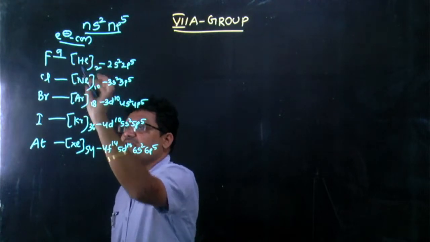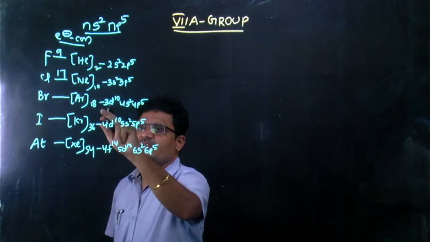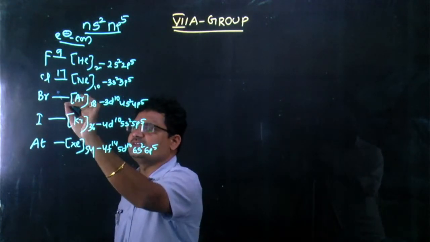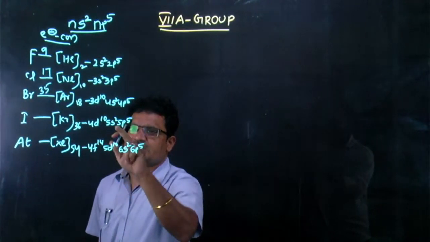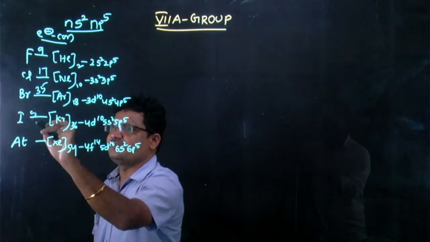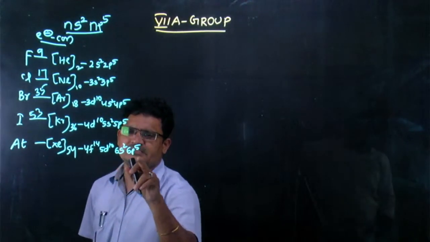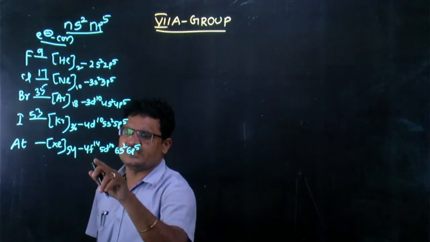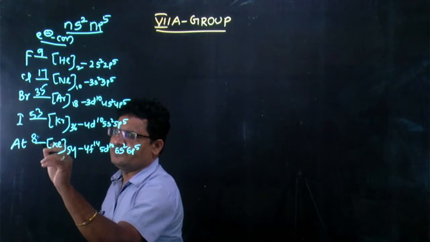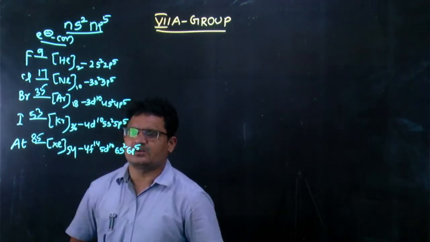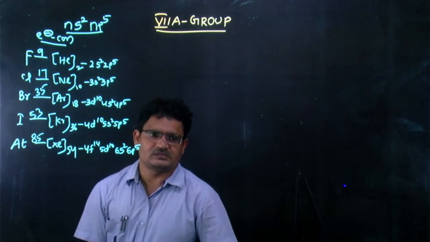The atomic numbers are 9, 17, 35, 53, 85. Now this is the electronic configuration of the seventh group elements.